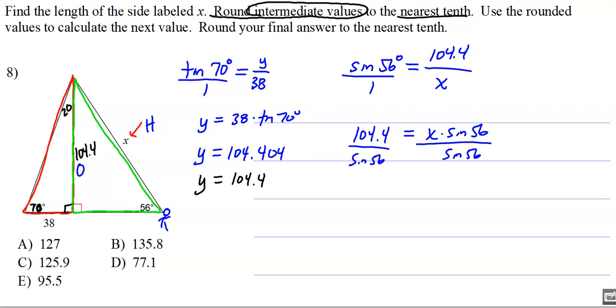And let's see what we got. 104.4 divided by the sine of 56 equals 125.9. And whew, I was a little nervous there. Looks like it's there. So this was what's called a two-step trig problem. A little bit trickier. Got to get 2 steps to figure that thing out.